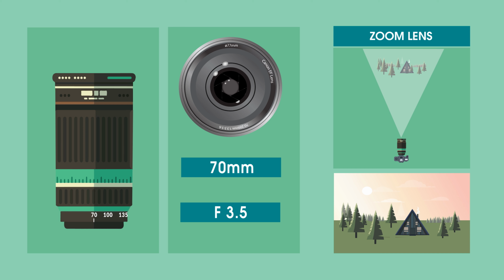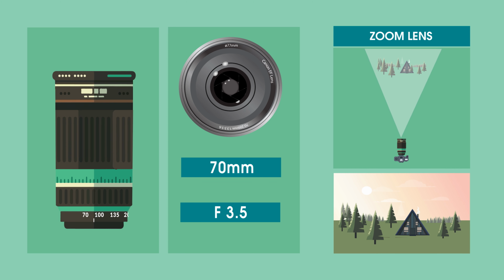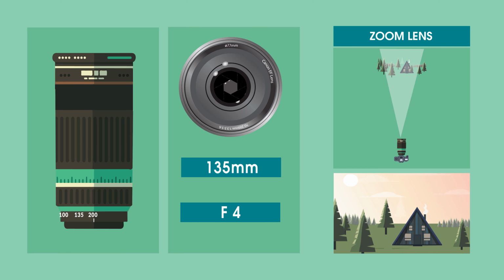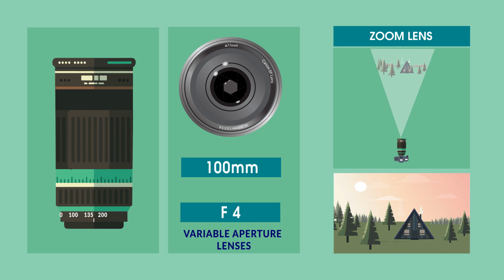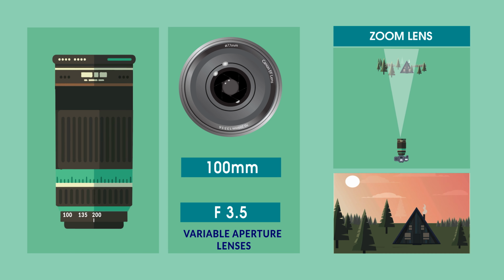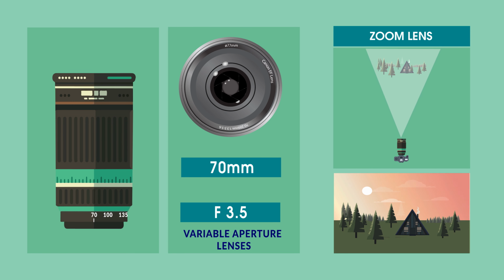While a prime lens will have a fixed maximum aperture, the maximum aperture of a zoom will often get smaller as the focal length increases. These lenses are called variable aperture lenses. This is important because for a zoom lens with a focal length of 70 to 200mm, the aperture may change from f/3.5 to f/5.6, decreasing the amount of light entering the camera.